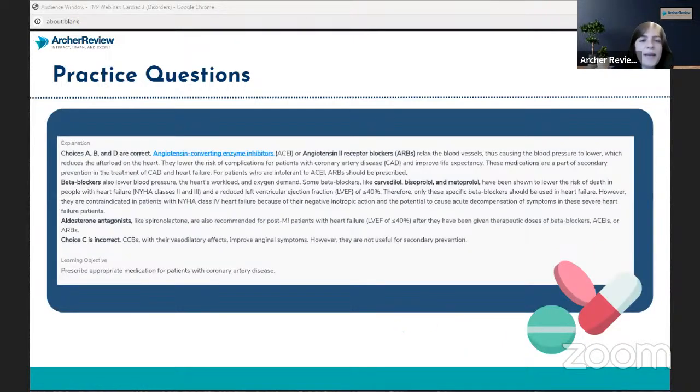Okay, so if you answered A, B, and D, you are correct. So remember, ACE inhibitors and ARBs are going to help lower that blood pressure and reduce the afterload on the heart. Beta blockers are going to lower the blood pressure, rate control the patient, and they have also been shown to reduce the risk of death in patients with a reduced ejection fraction. And spironolactone is also used as adjunct therapy. So it is a diuretic. It helps with that, and also helps reduce the risk of death in post-MI patients with heart failure. So absolutely correct. Good job, you guys.